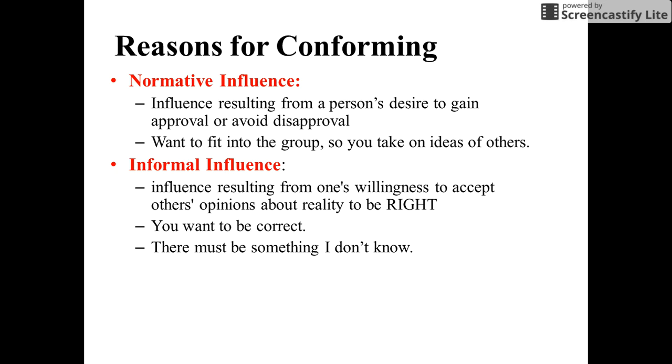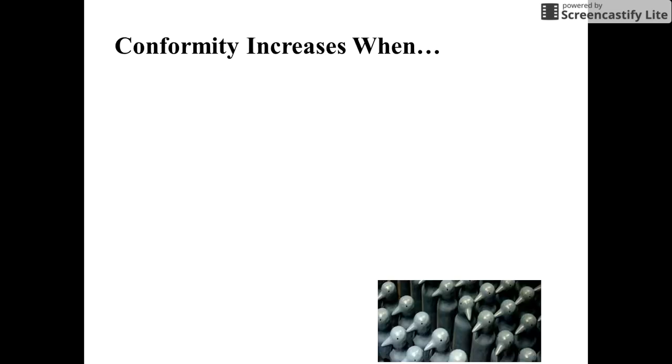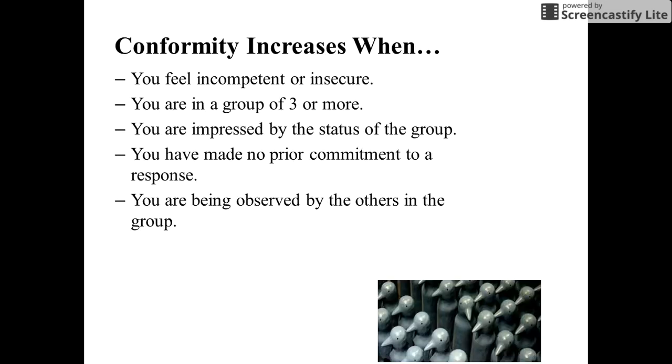The other one is informational influence, influence resulting from one's willingness to accept others' opinions about reality to be right. So you want to be right with the information, you want to be correct. And so you must not know something about the information. So you want to be right in terms of answering the correct way. So you do it because you want to be right. Not so much that you want to fit in, but you want to have the right information. And that's informational influence. So when does conformity increase?